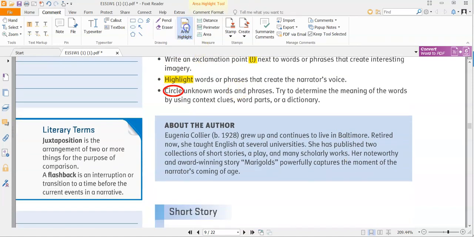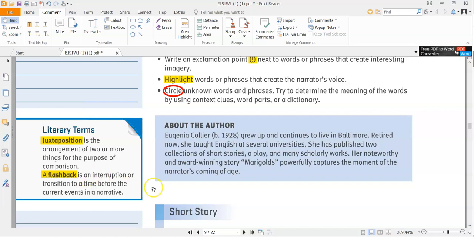Now, these words here on the side are going to be very, very important because not only are you going to see them throughout your high school career within your English class, but they're also going to be on your final exams over and over again. So juxtaposition is the arrangement of 2 or more things for the purpose of comparison. So usually it's something that really stands out against one another, like a diamond in the dirt would be an example of juxtaposition because you have 2 things that are so different that they make each other stand out.